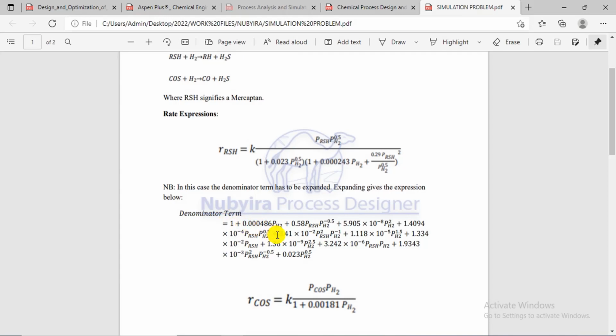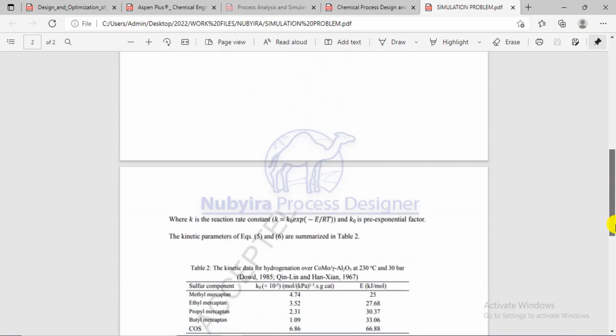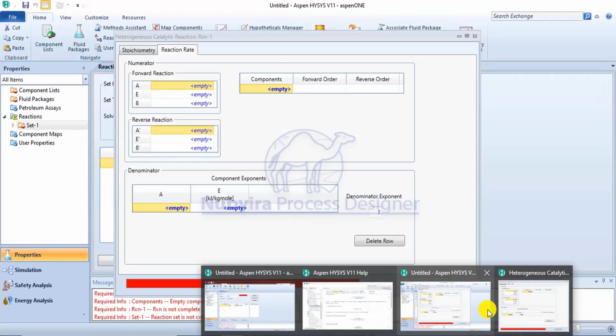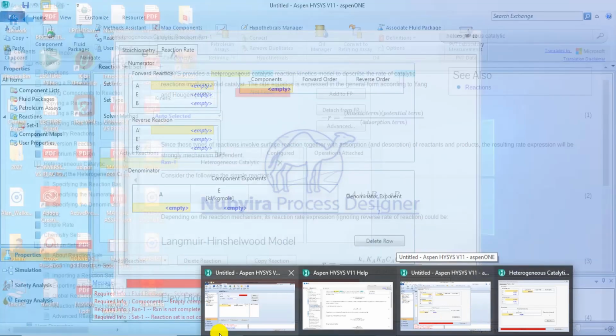Now if you check this denominator, it is supposed to take this form: K is equal to K naught exponential minus E over RT. More like it is supposed to take the form of the Arrhenius equation, right? So let's go back to the form. Yes, it is supposed to take the form of the Arrhenius equation.